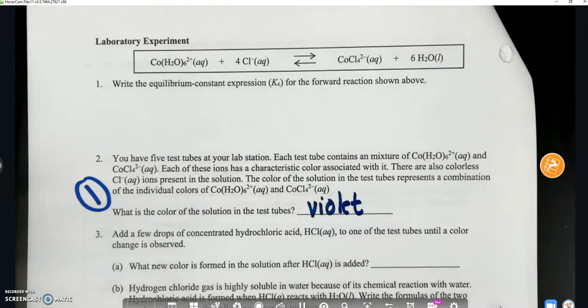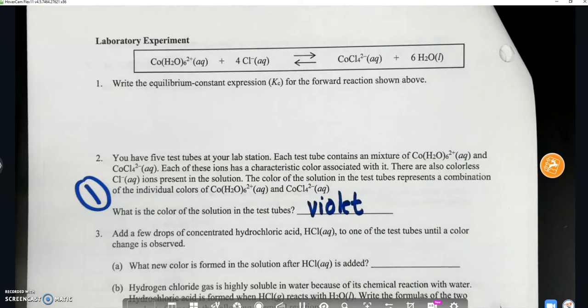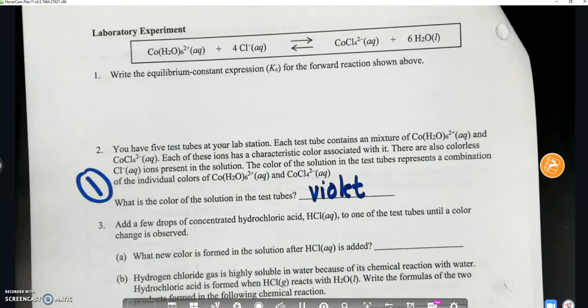It's violet. The first thing it says is add a few drops of concentrated hydrochloric acid. So I'm going to take one of the tubes and do this kind of off camera. Some of the things I'll do on camera. And I'm going to put some hydrochloric acid in there. This is concentrated. So concentrated is about 12 molar.